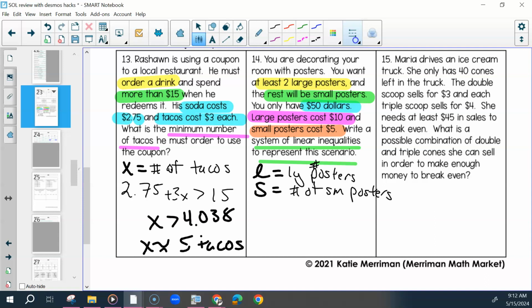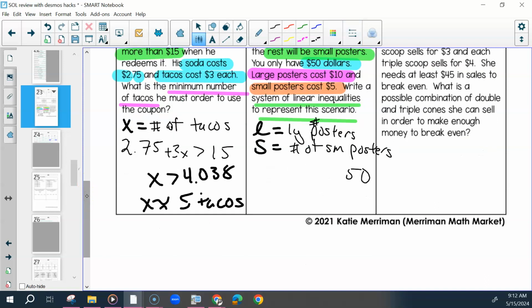And that would be for the number of. The second one is easier to deal with than the first, so we'll come back to that one. You only have $50, so we know that's going to be a total. What symbol could we use for that? Less than or equal to. Because we can spend up to $50, but we can't go past that. And then we would just put those 2 together with our variables. So 10L plus 5S.